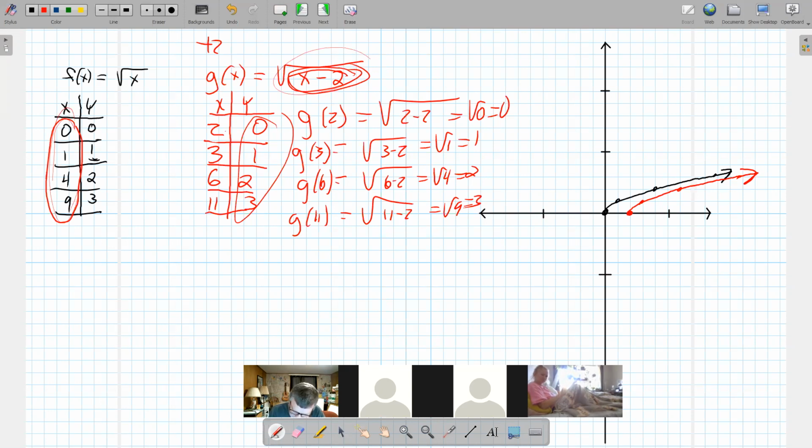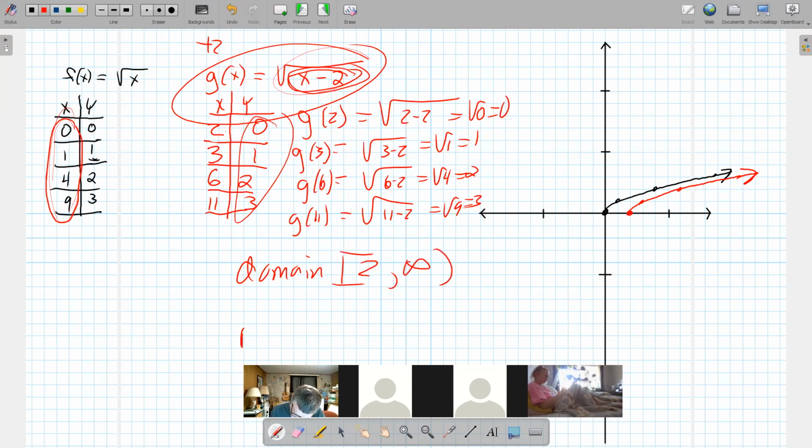Let me ask you this. What's the domain of this? Well, the first x value is not 0 any longer. It's 2 going on up to infinity. And the range goes from what? 0 to infinity. It's supposed to be a bracket. I get sloppy there. Sorry. So the domain increased by 2, or the restrictions on it. Okay. Any questions about this?